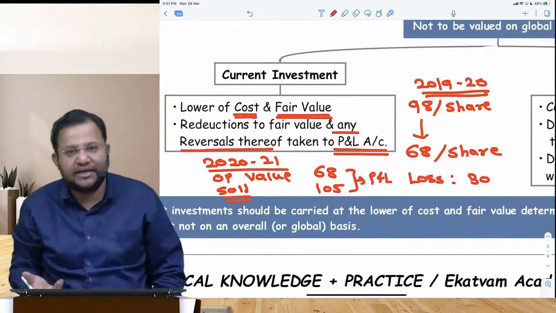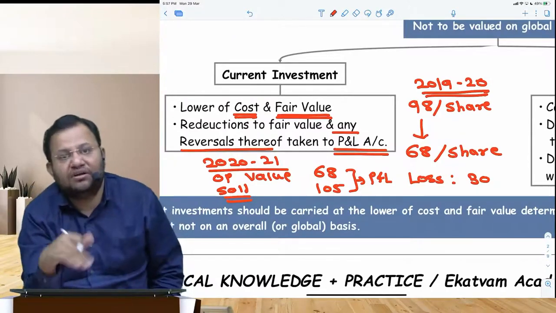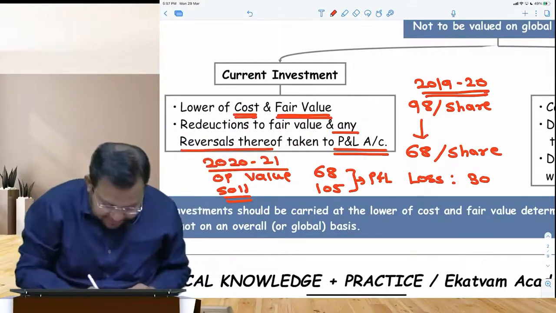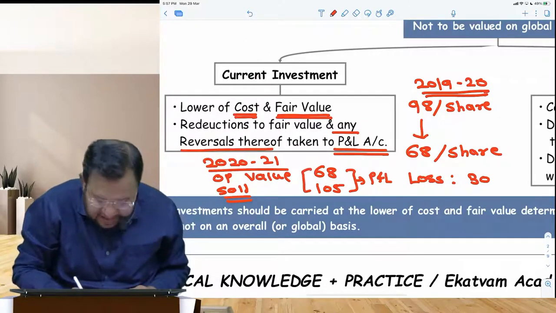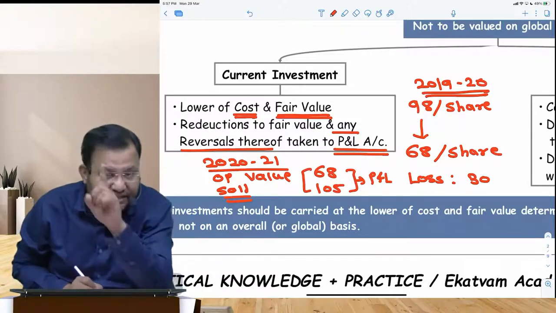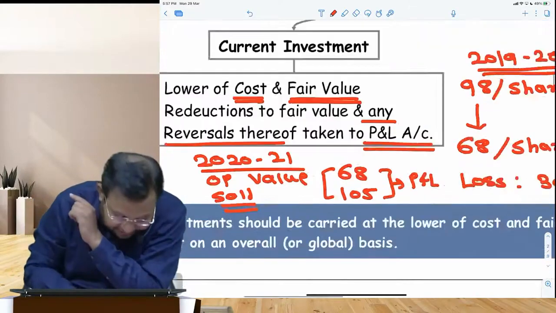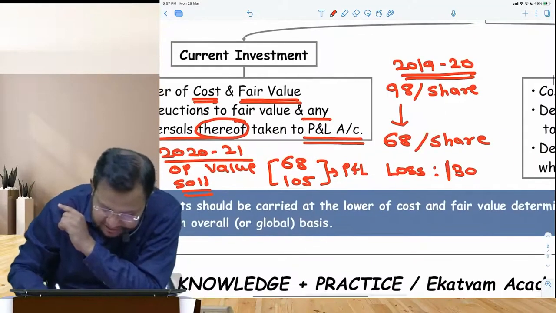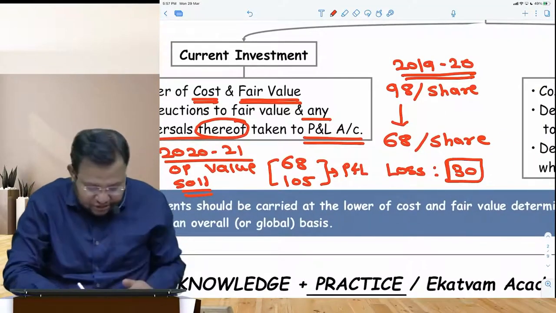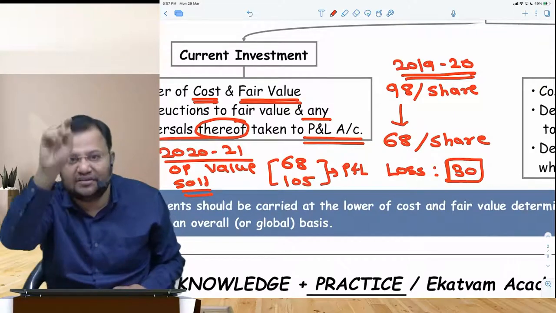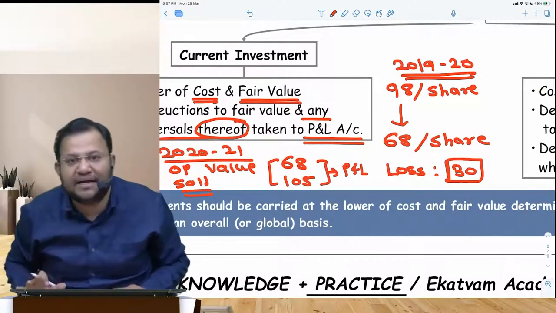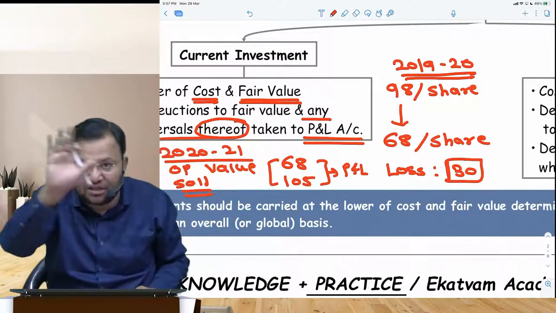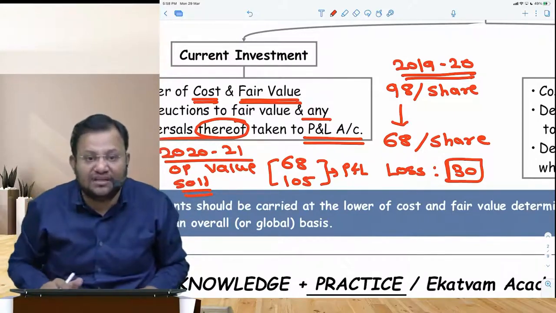If you have not sold it, you will account for reversal only up to the previous cost. So if it is not sold and it is valued at 105, the entire difference will not go to the P&L. Reversal of the earlier 30 will be credited to P&L. So 68 plus 30, 98. 98 tak jo amount hai, wo main P&L ko credit. 98 ke upar jo 7 rupees hai, that will not be recorded because it is an unrealized profit.